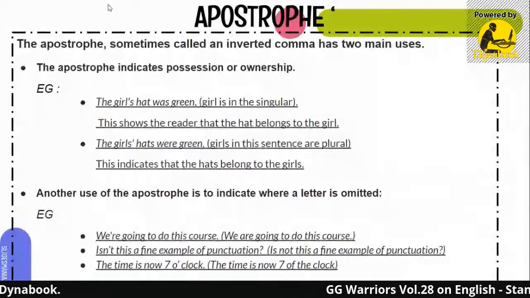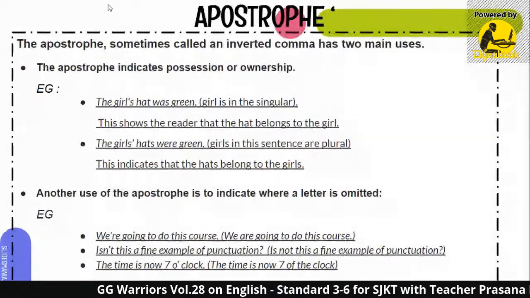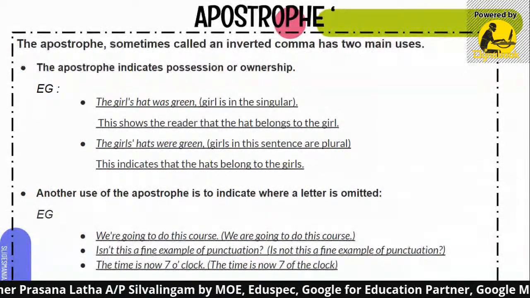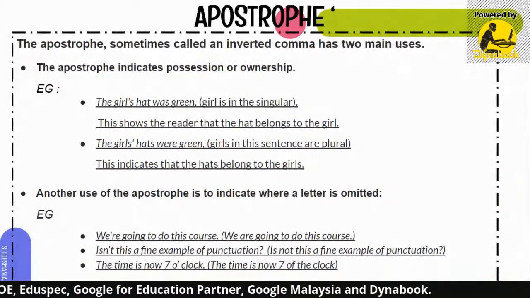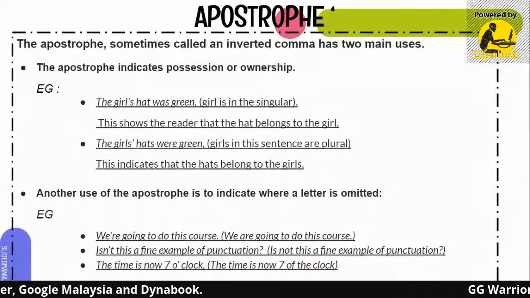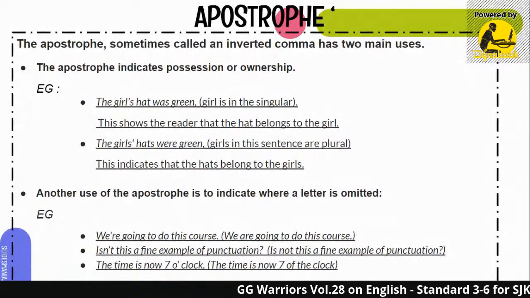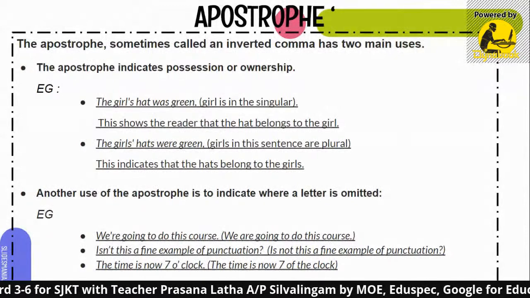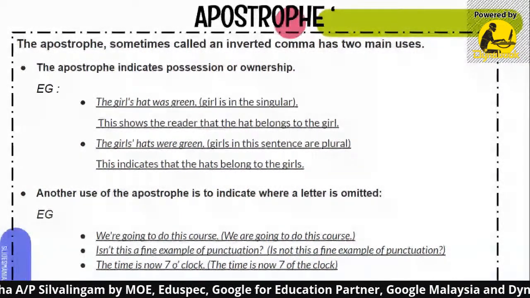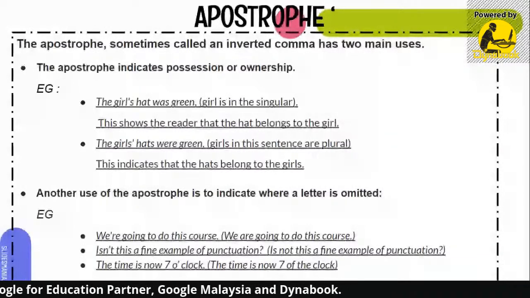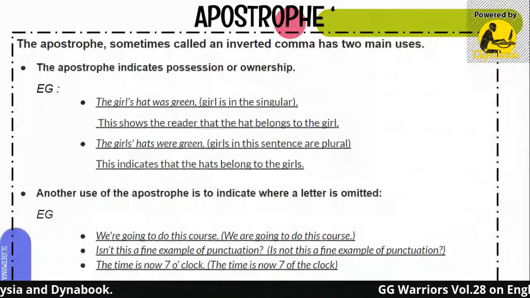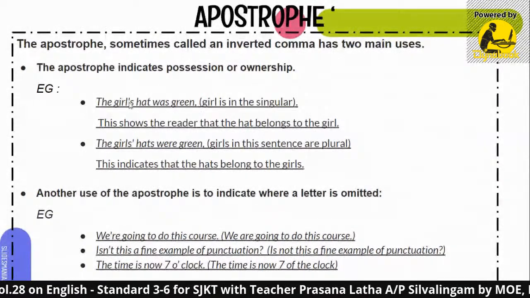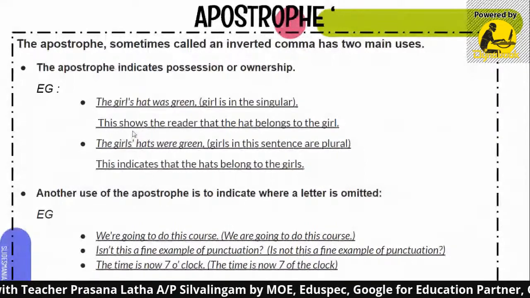Okay, let me repeat myself. When you're using apostrophe, you have to look into the subject. You have to identify whether the subject is singular or plural. If it's singular, the apostrophe comes before s. But if it's plural, the apostrophe comes after the s. I repeat myself, if it's singular, the apostrophe comes before s, and if it's plural, the apostrophe comes after s. Okay, so in this sentence, the girl's hat was green, it clearly shows us that this is a singular subject. So this shows the reader that the hat belongs to the girl.